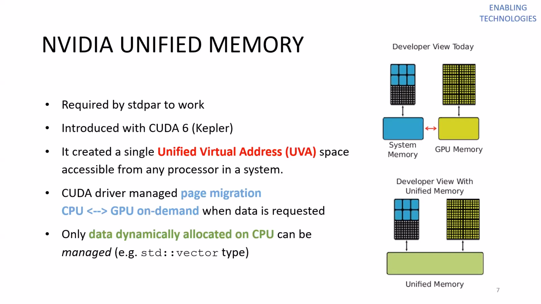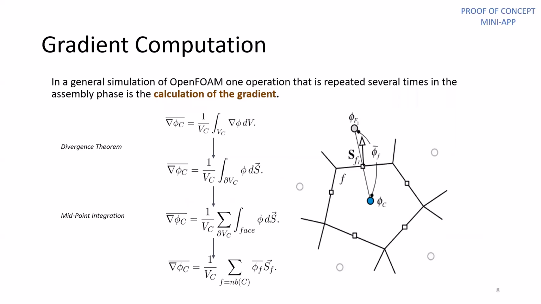In OpenFOAM, we take a small kernel, the gradient computation, that is done in the assembly phase when you construct the matrices, for example. This is a very small kernel, but the difficulties that arise when we try to parallelize it and execute it on GPUs are very general. So we can apply the strategy used to port this small kernel to GPUs also to other operators in the other parts of OpenFOAM.